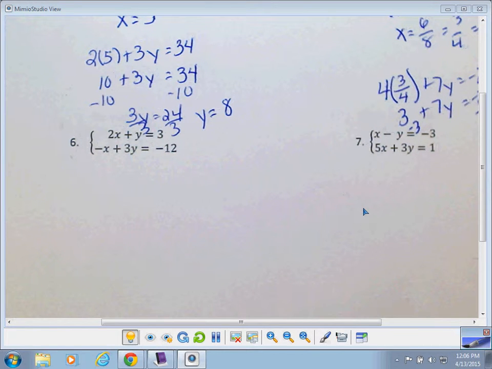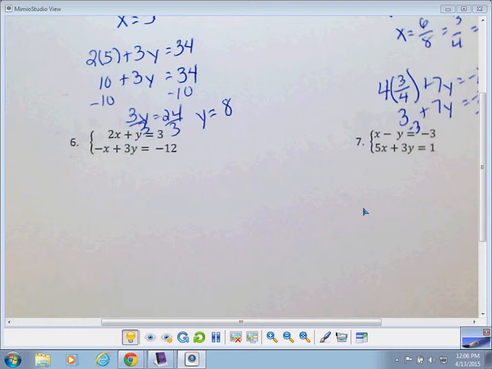Alright, number 6, it doesn't seem like we can eliminate any of the variables right away by just straight addition, so we're going to have to manipulate at least one of the equations. Now normally, how I've been telling you guys is, look and see if you have a positive and negative variable. And if you do, you might want to choose that one first to get rid of, because that might be easier, so you don't have to worry about multiplying by any negatives.